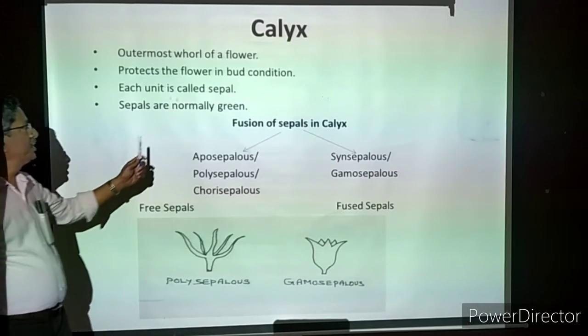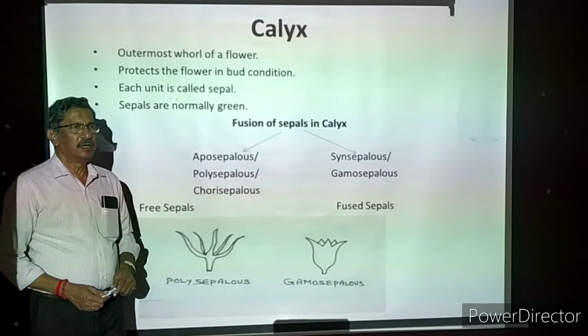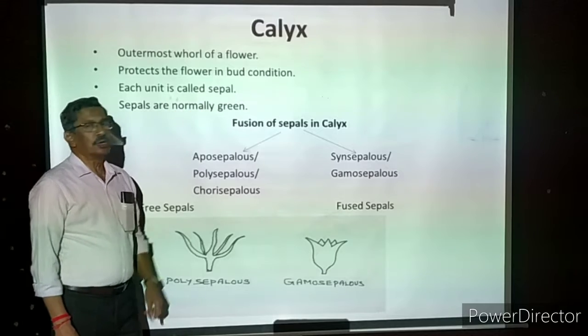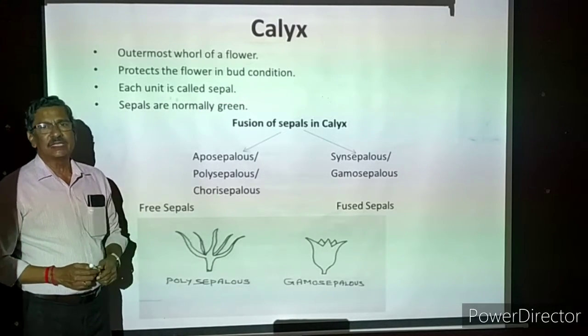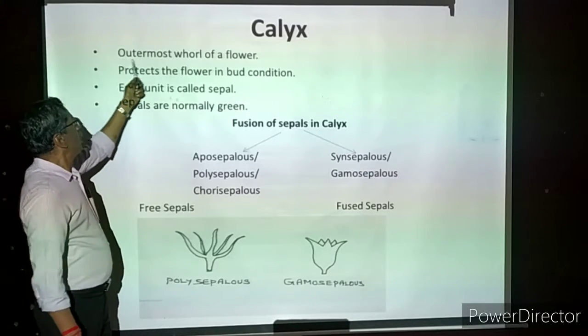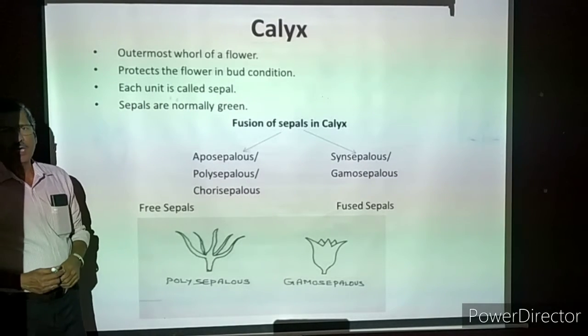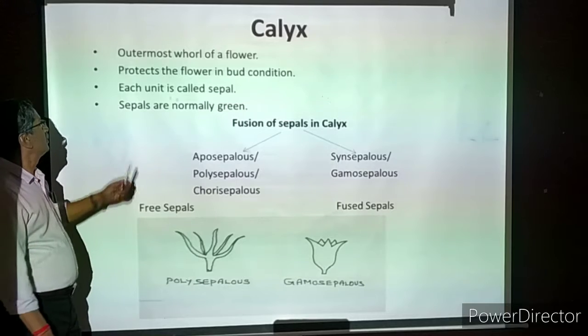Okay, we are going to start with the next one, calyx. Now the calyx is the outermost whorl of the flower. Already we have studied, it is also coming under accessory whorl. Out of 4 whorls, it is the outermost whorl.